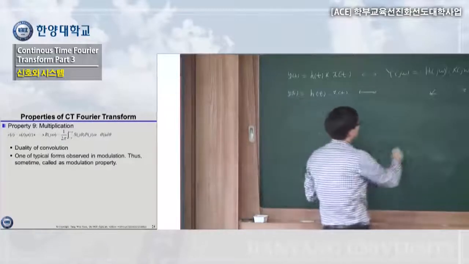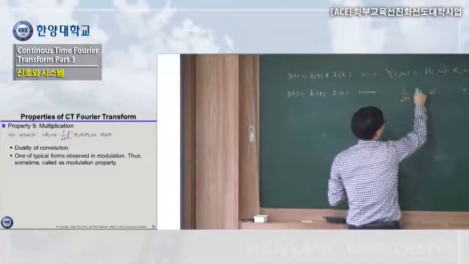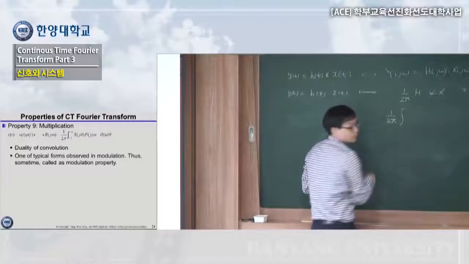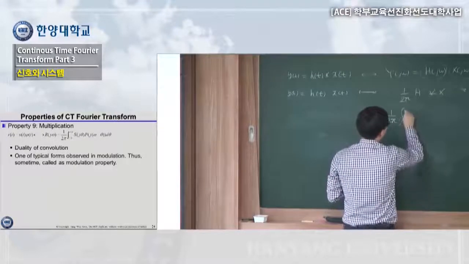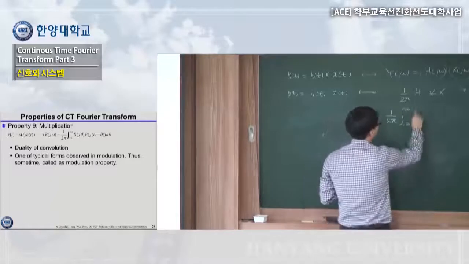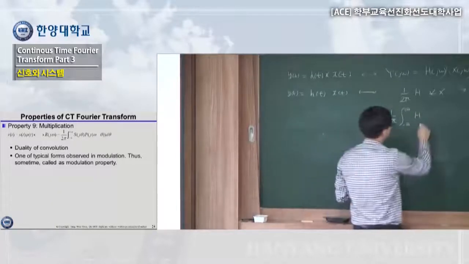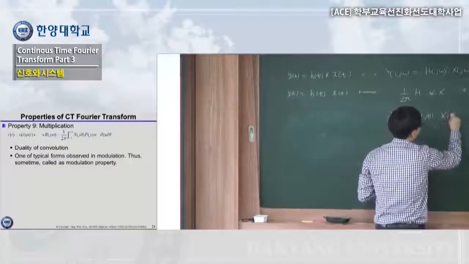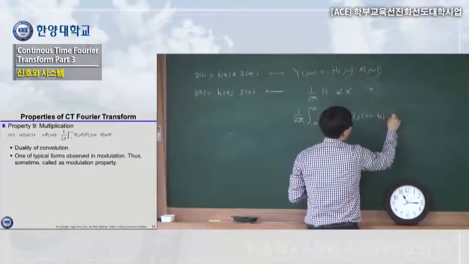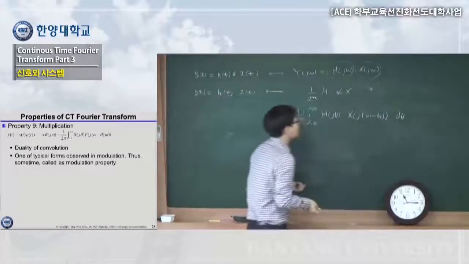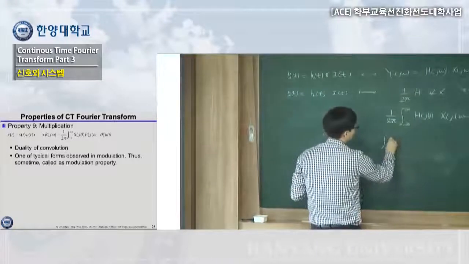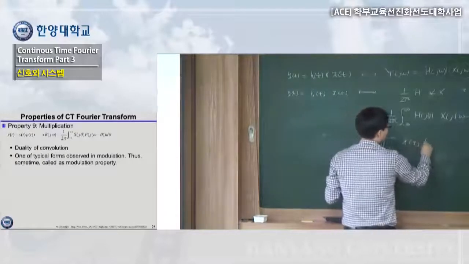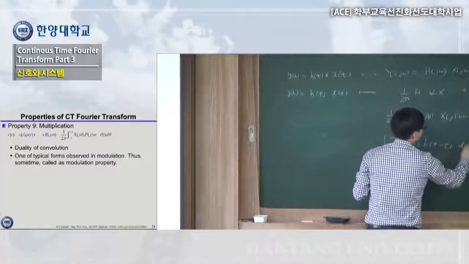Actually, that's true. It looks like 1/2π times the convolution of H and X, which is given as 1/2π times the integral from minus infinity to infinity of H(jθ), with a new variable instead of τ, times X(j(ω − θ)). So in convolution, remember, we have the integral from minus infinity to infinity of x(τ) h(t − τ) dτ. That's convolution, right?